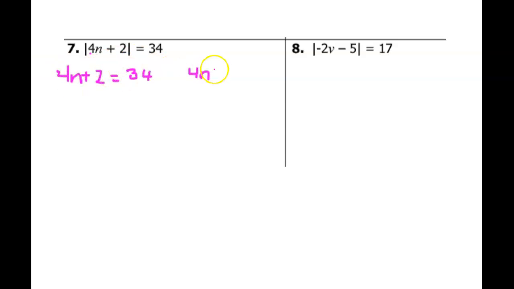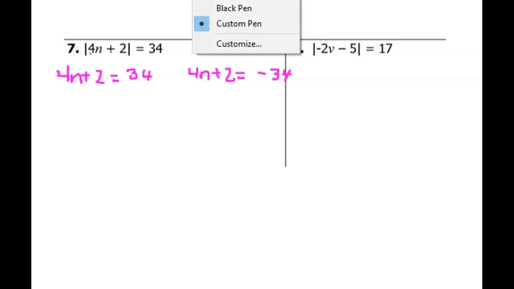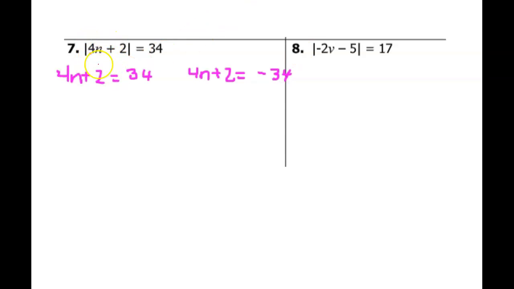Before we do that, we also have to say 4n plus 2 equals what, guys? Negative 34. That's how we're going to handle it. We're going to do exactly what Kamari said. First, we're going to make sure that the absolute value is by itself. Once we know it's by itself, we'll take what's inside of the absolute value out, set it equal to the positive and negative of the other side of the equation.